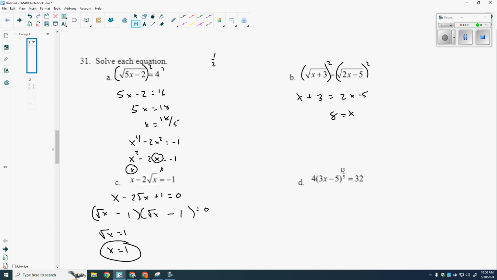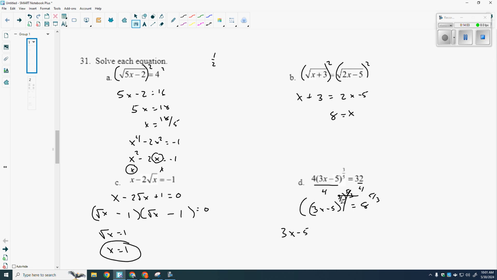Isolate the radical, or isolate the term that's being squared. Divide both sides by 4. You cannot distribute this 4 because of this exponent out here. So this becomes 3x minus 5 raised to the 3/5 power equals 8. I made the comment over here that I'm going to raise both sides to the reciprocal power. That's exactly what I'm going to do here. I'm going to raise this side to the 5/3, and this side to the 5/3. The 3 and the 5 cancel, and I just get 3x minus 5.